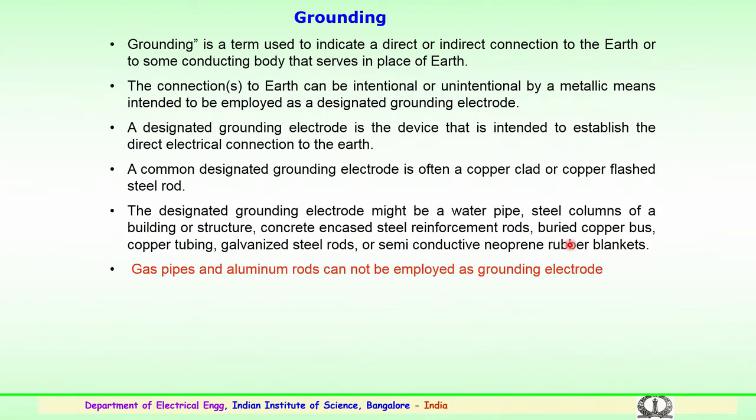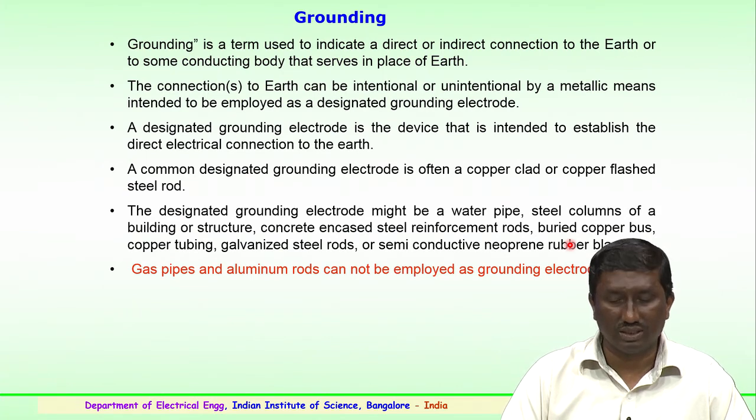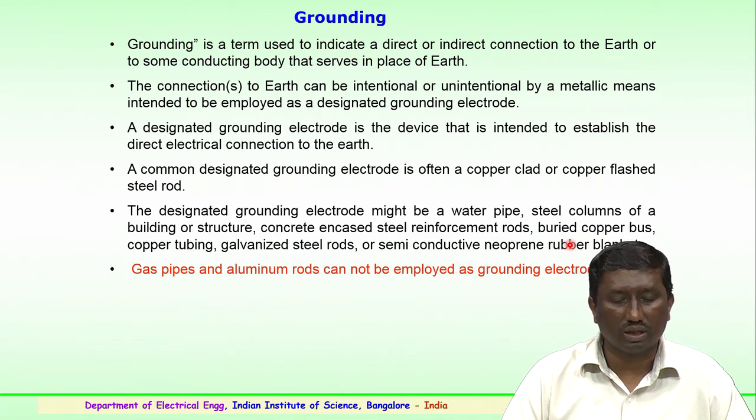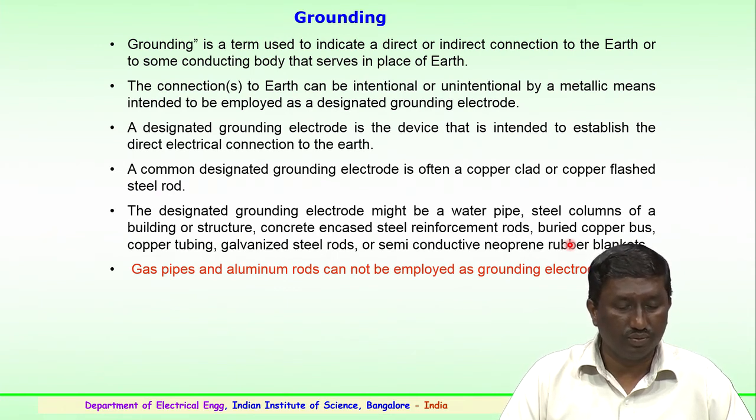Grounding or earthing is a general term used to indicate a direct or indirect connection to the earth, the mother earth, as electrical personnel call it. That is, connecting to the earth or to some conducting body that serves in place of earth. In some cases the grounding could be connected to a place which serves as earth. The connections to grounding or earthing can be intentional or unintentional by a metallic means. This is intended to be employed at a designated grounding electrode, connected to a proper grounding electrode.